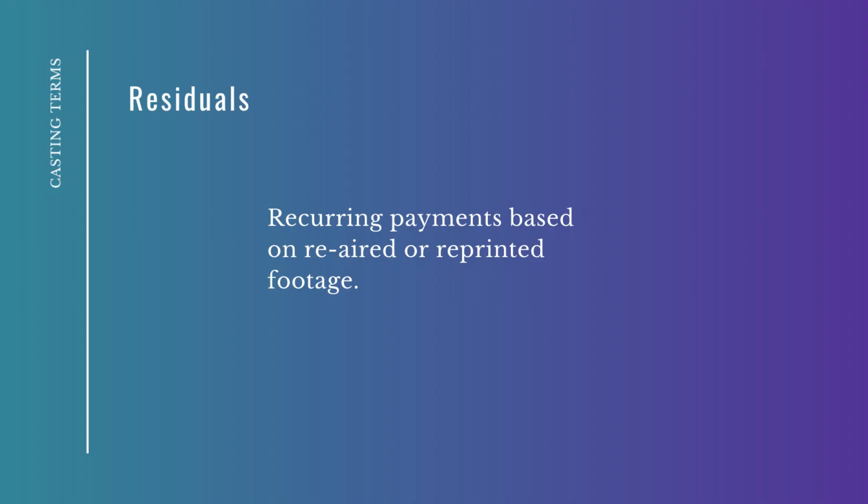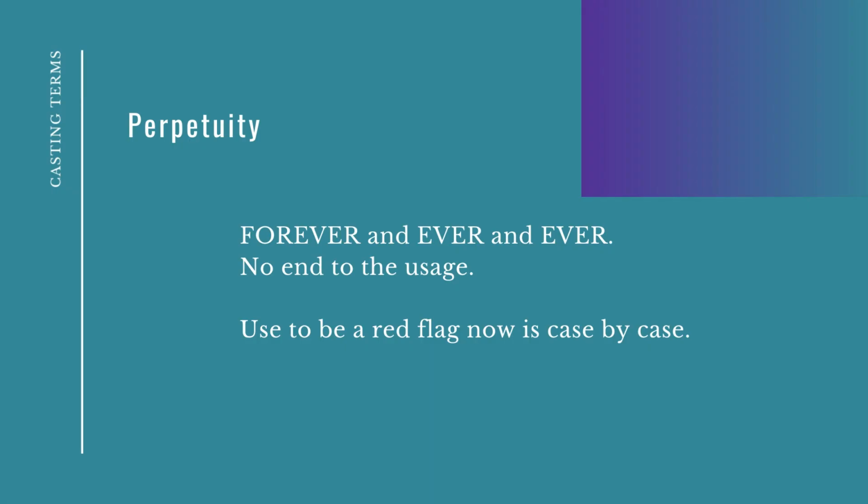Residuals. This is reoccurring payment based on re-aired or reprinted footage. Typically, this is when we're talking about television and when you're doing union television and it airs again or in another country, then you would get residuals.